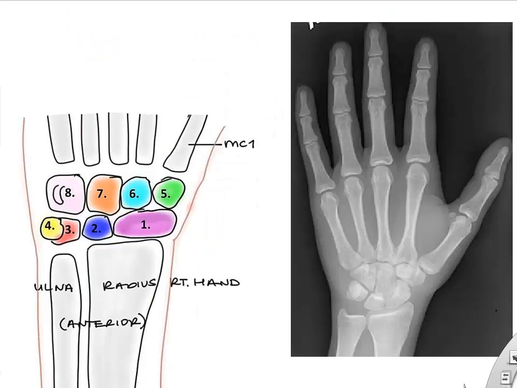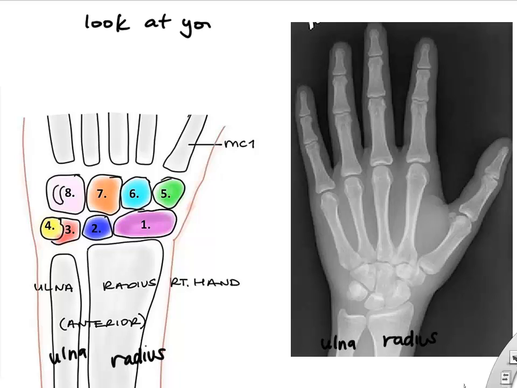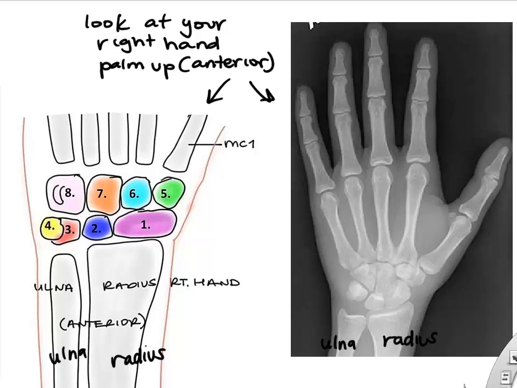Okay, next we're going to do the bones in the hand. And so you might want to pause this depending on how fast you want to go. So we're going to actually look at the bones of the hand. And we're always going to start with our right hand with our palm up. So that's the anterior surface of our right hand. And once we learn that, we could always transfer that over to other angles or other hand.